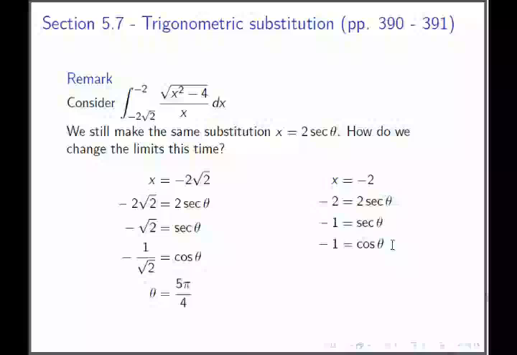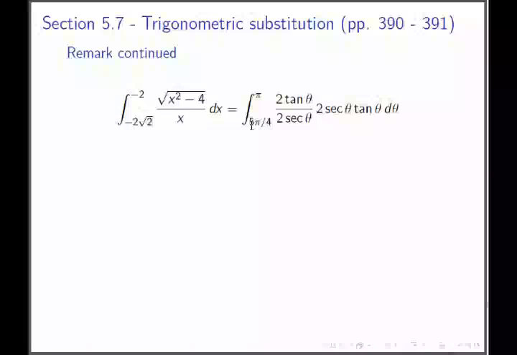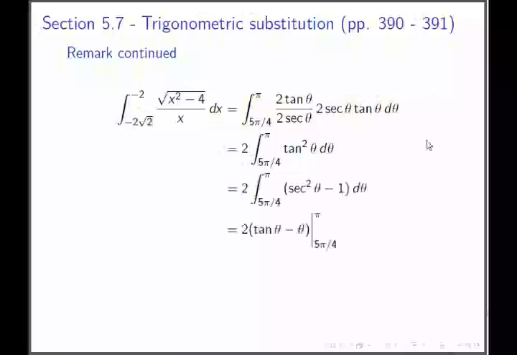So this time we rewrite our integral, and well, all this stuff is the same, but now our limits are from 5 pi over 4 to pi, even though 5 pi over 4 is larger than pi. Okay, so again, our approach to the integral is the same. But this time we plug in pi first, and then we plug in 5 pi over 4. And this time when we simplify, we get the negative of the answer we got last time.